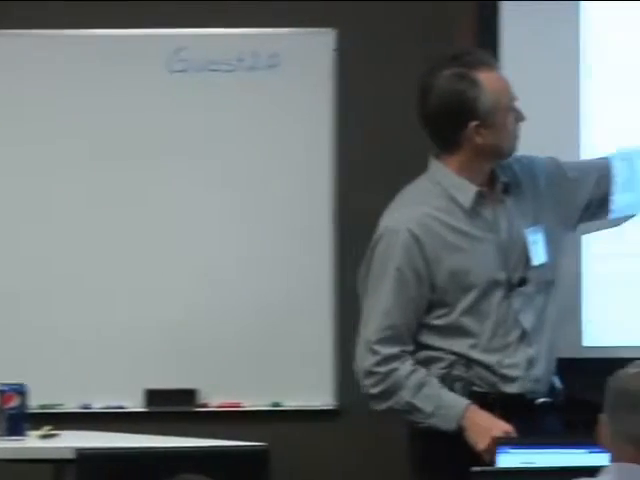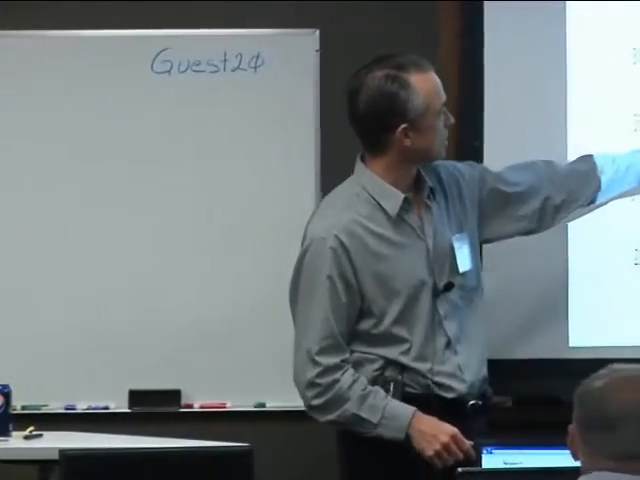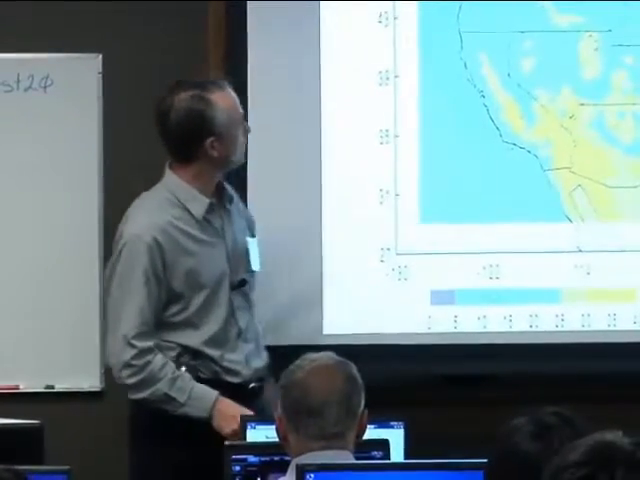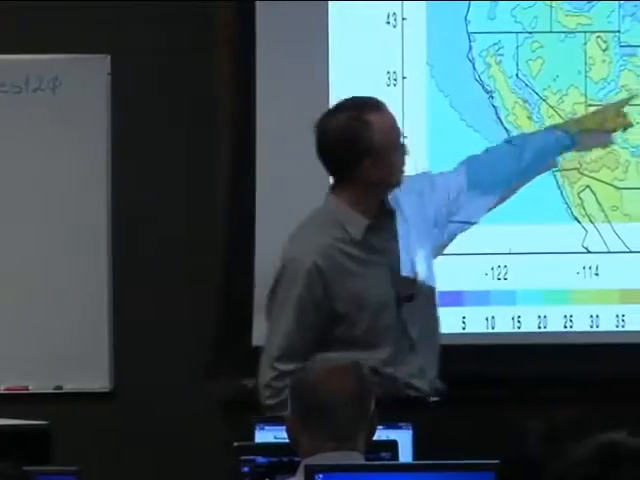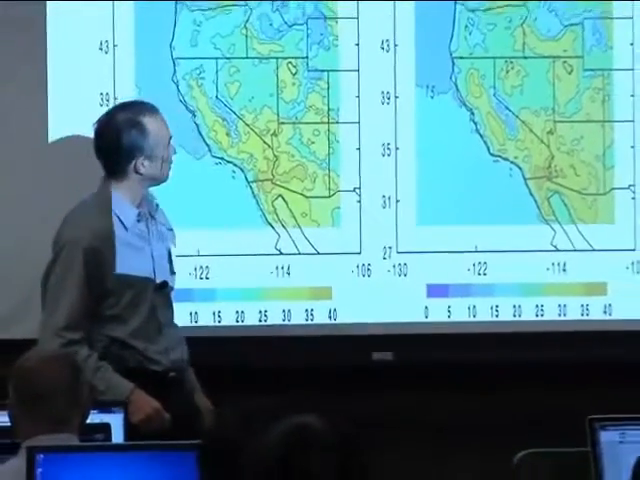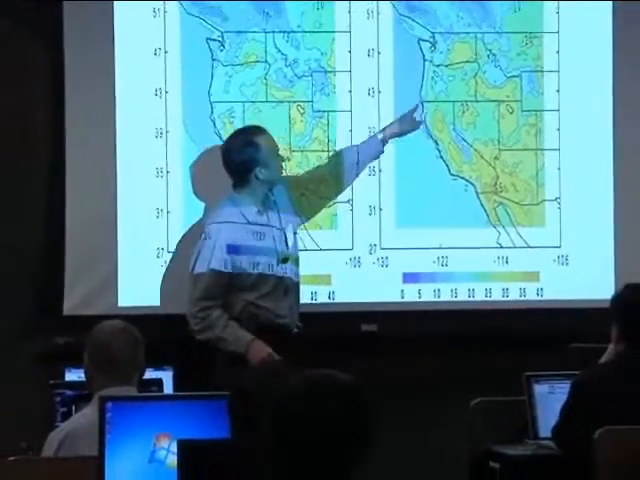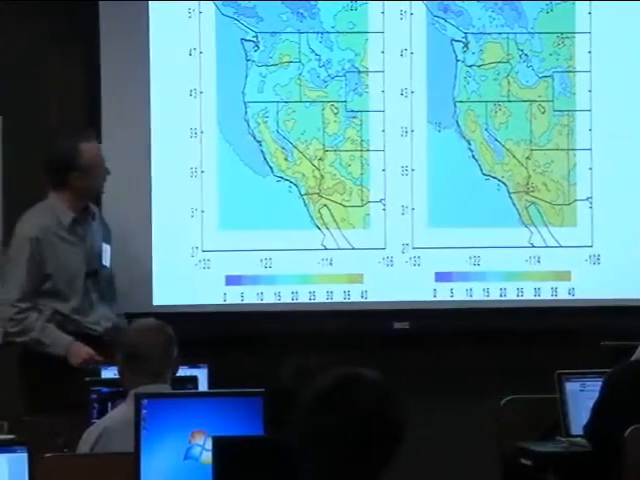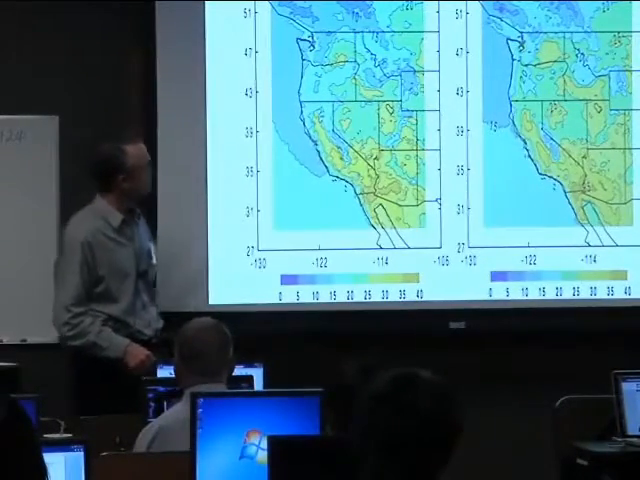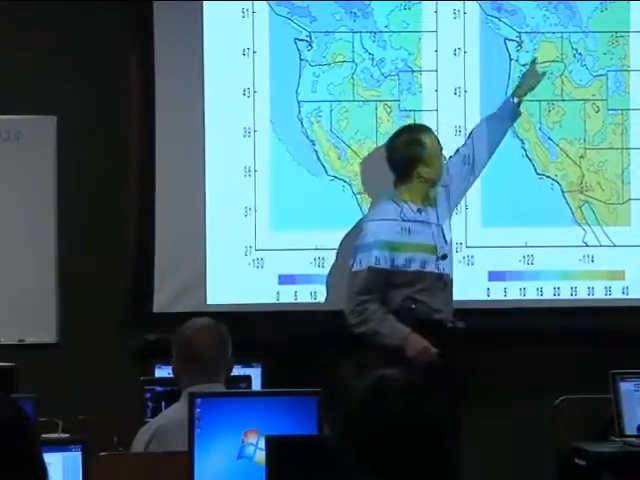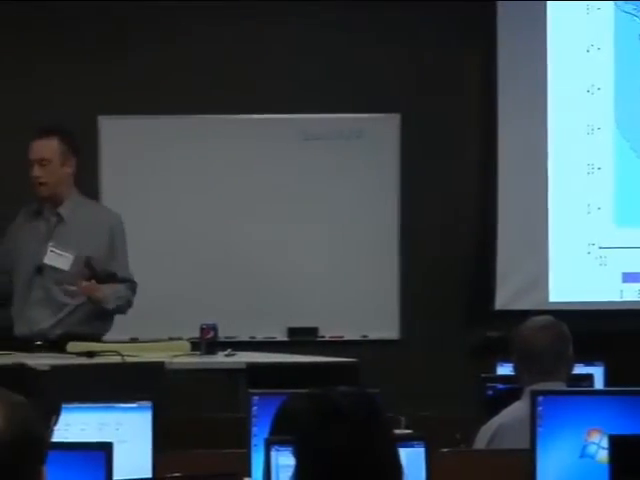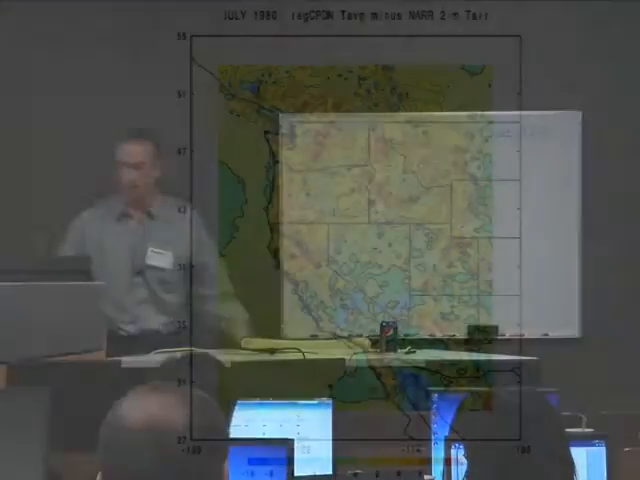So you can see a lot of very similar features in both of these. You know, the cold mountains, the Sierra Nevada mountains, you can see the main features like the Columbia Plateau and the Snake River Plain. So, you know, it looks like reality for the most part.